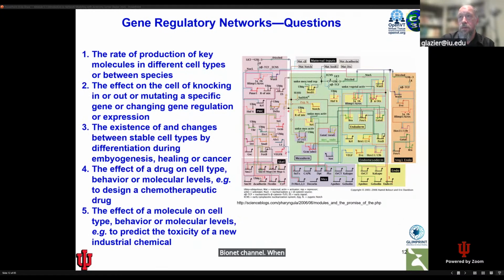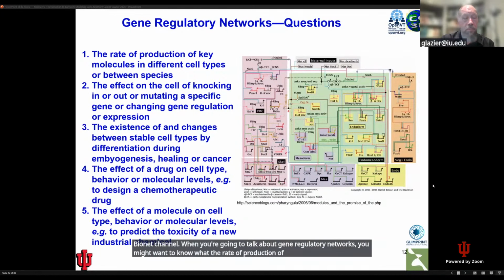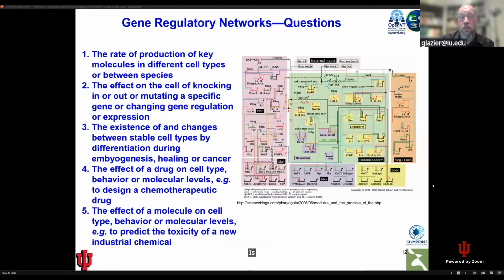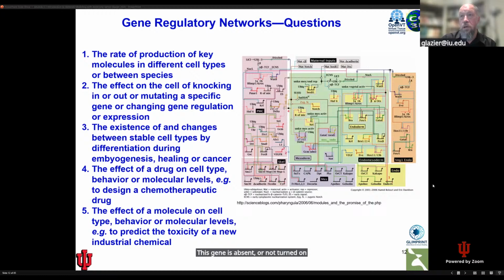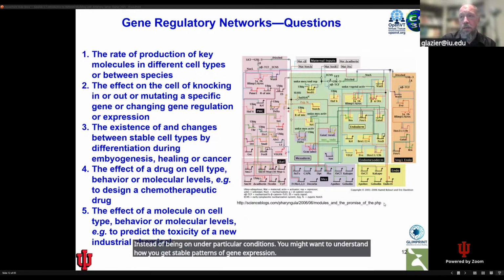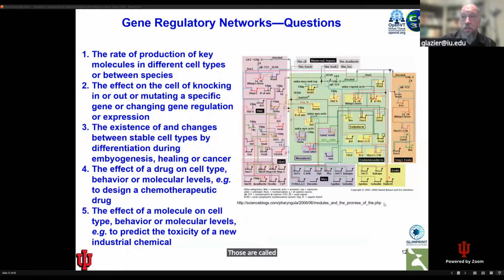When you're going to talk about gene regulatory networks, you might want to know what the rate of production of key molecules is in different cell types or between species. You often will do knockout or knock-in experiments where you say this gene is absent or not turned on, or this gene is always on instead of being on under particular conditions. You might want to understand how you get stable patterns of gene expression. Those are called typically differentiation. Those change during embryogenesis, wound healing, and cancer.